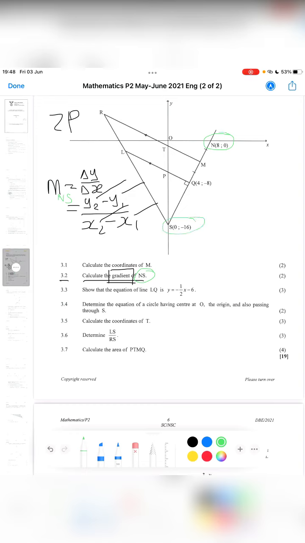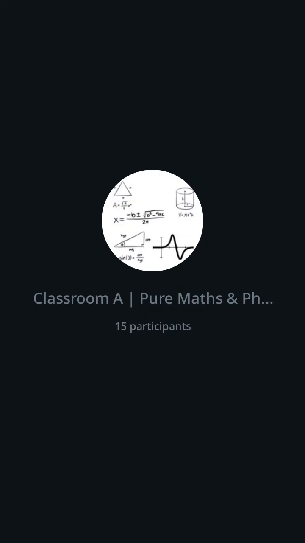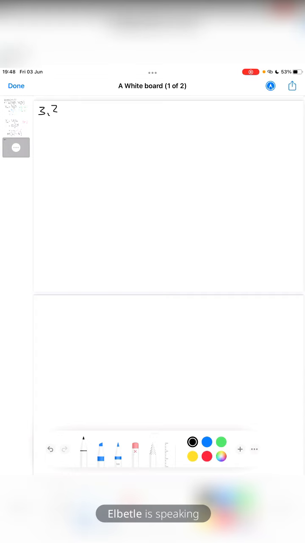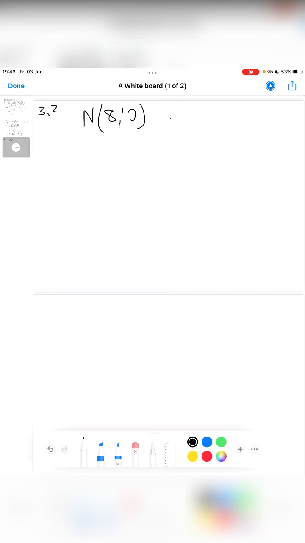What you simply do, ladies and gentlemen, is write the coordinates of N and S. Again, which letter comes first? N, sir. Okay, so let's write N first. The coordinates of N are 8 and 0, and the coordinates of S are 0 and negative 16.